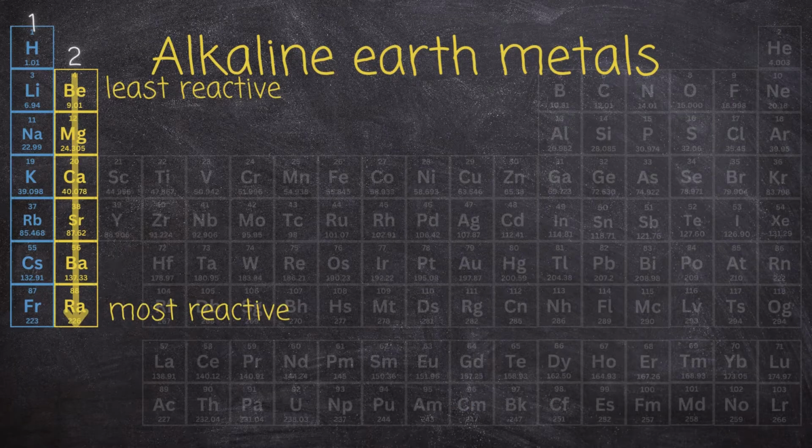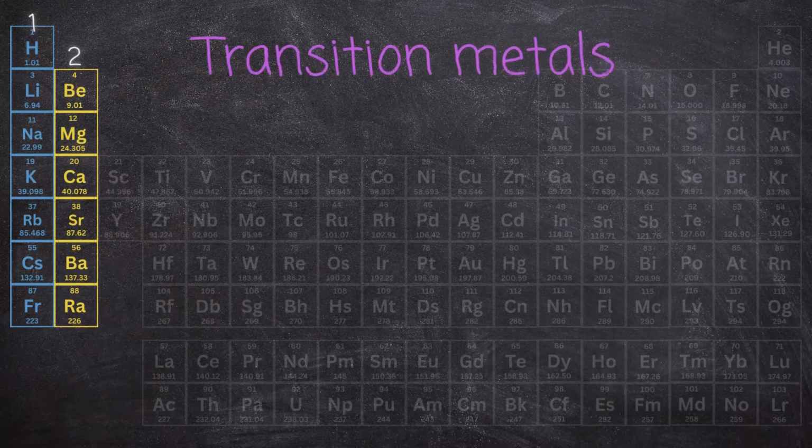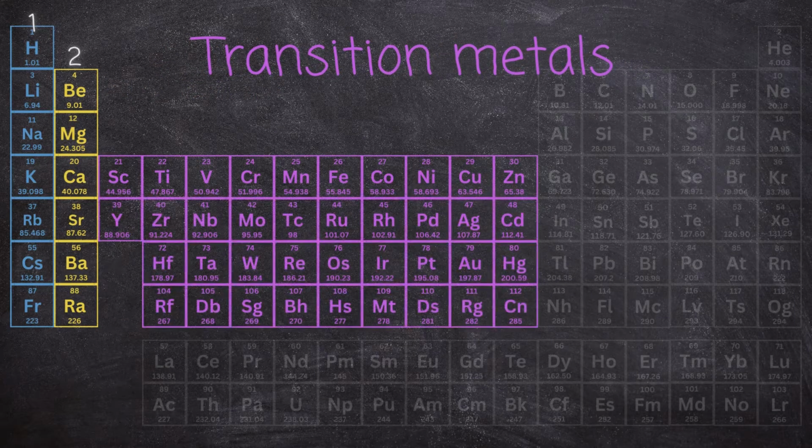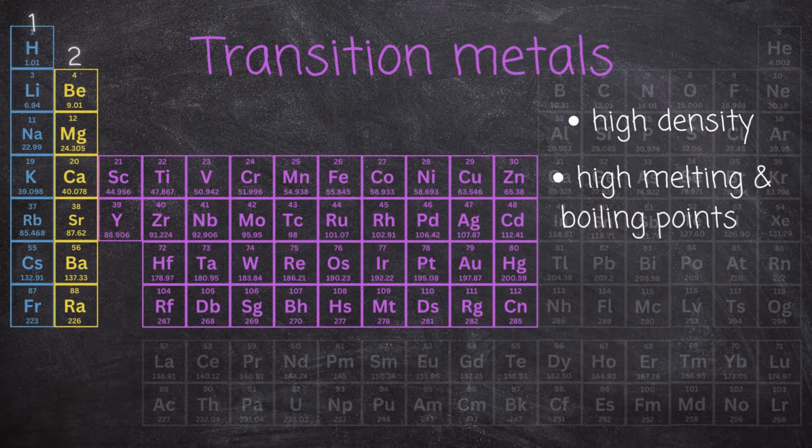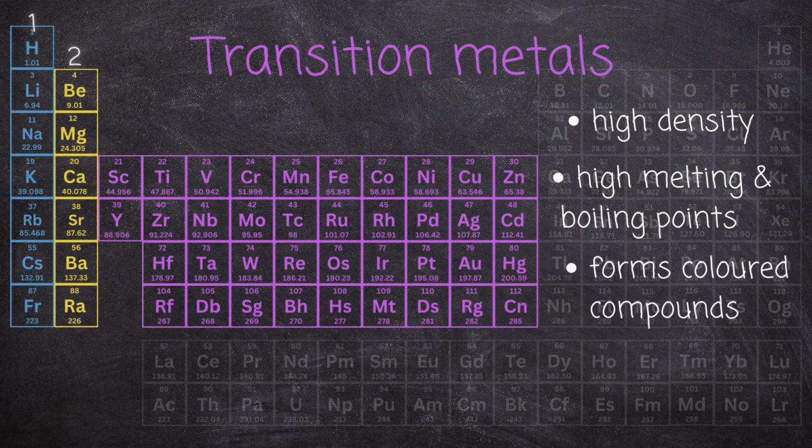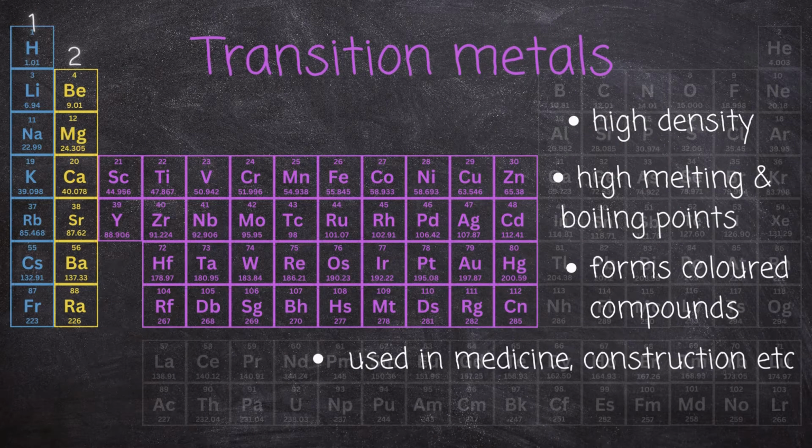Reactivity increases as we move down the group for the same reason as the alkali metals. The transition metals are found in the middle of the periodic table between groups 2 and 3. They are metals of high density with high melting and boiling points. They form colored compounds.